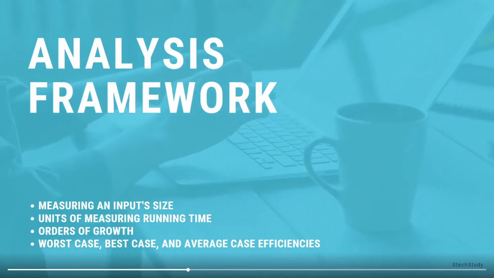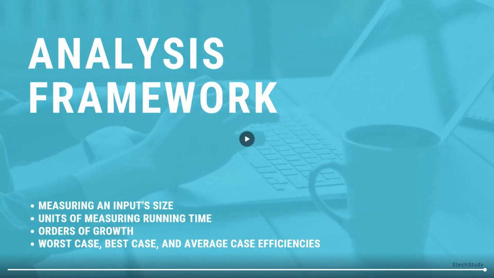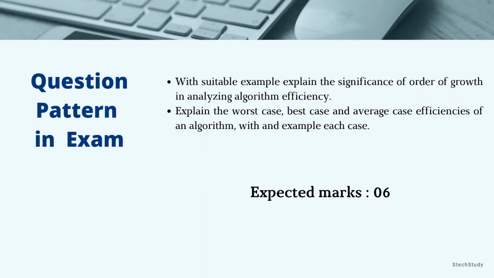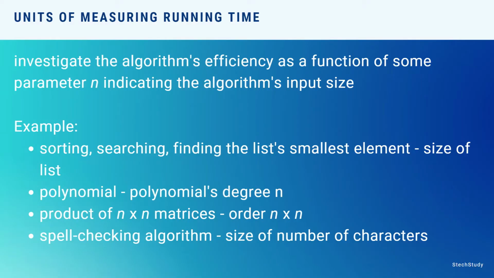Analysis framework. In this section, we outline a general framework for analyzing the efficiency of an algorithm. There are two kinds of efficiencies. Time efficiency, also called time complexity, indicates how fast an algorithm runs. Space efficiency, also called space complexity, refers to the amount of memory units required by an algorithm in addition to the space needed for its input and output. Primarily, we concentrate on time efficiency.